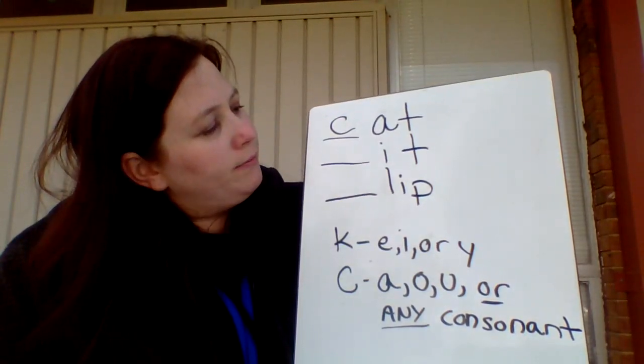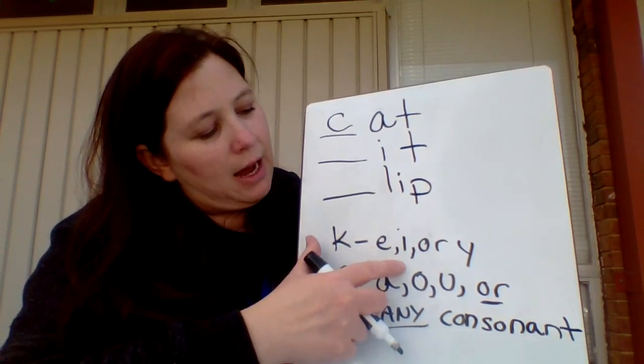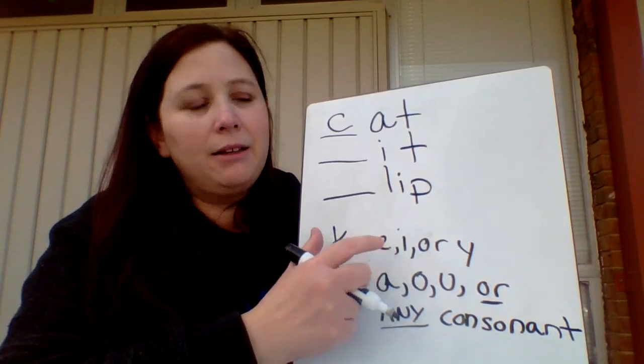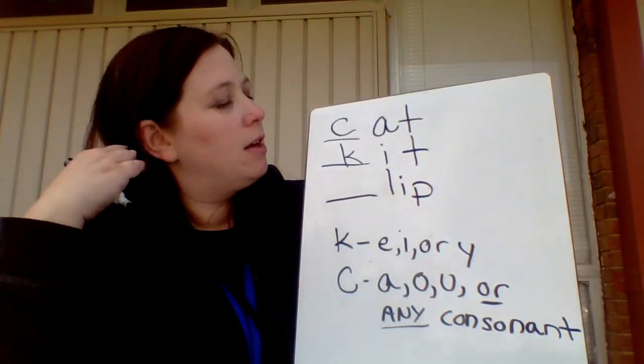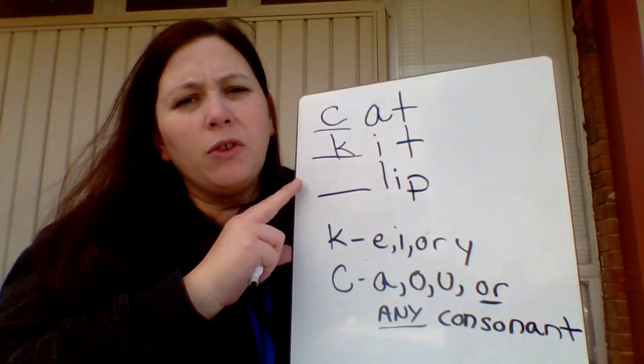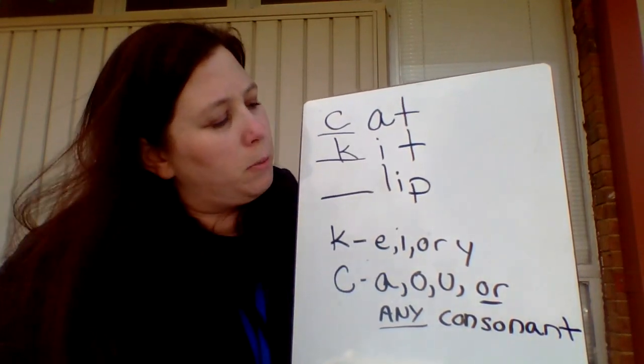On the next one, we have IT. So let's look here at K. It says E, I, O, or Y. Oh, I. So we know that's going to be the K. And then on our next one, oh, and just so you know, this isn't on your worksheet. I'm just going over this with you. So you're just listening during this part.